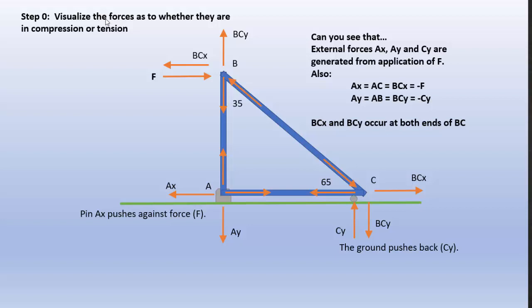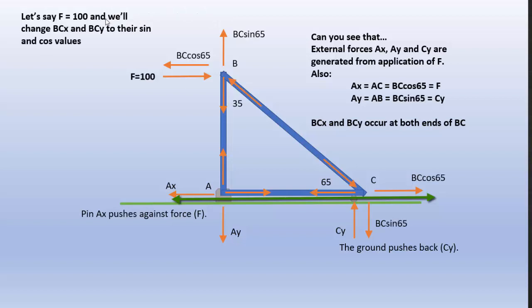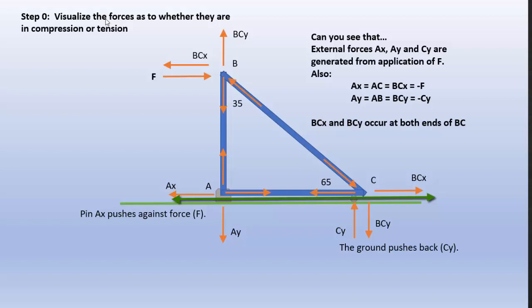Also, by looking, we can see some forces that are aligned with each other, so that means they're going to be equal. If we look at the horizontal, we see AX is going to be equal to AC, which is equal to BCX, which is also equal to the force up there. In the vertical, we have AY is going to be equal to AB, which is going to be equal to BCY, and at point C, BCY equals CY.